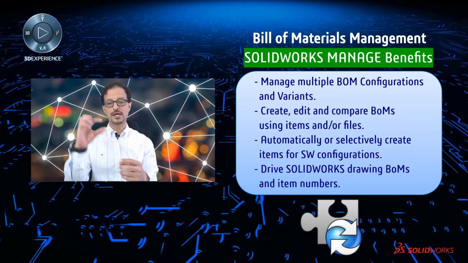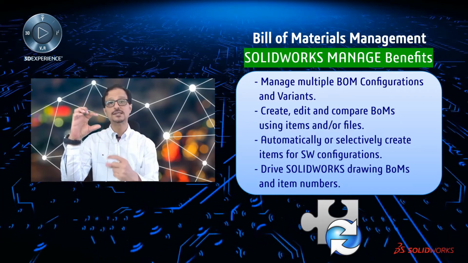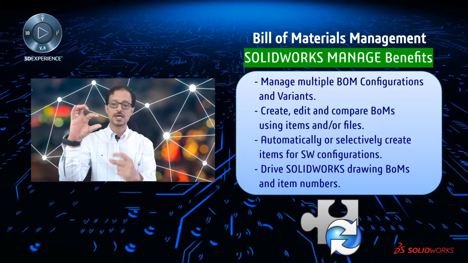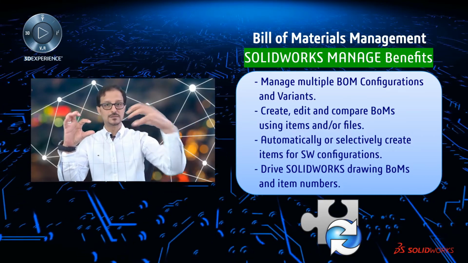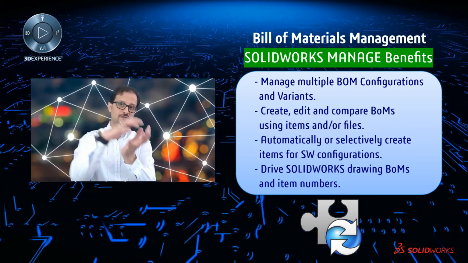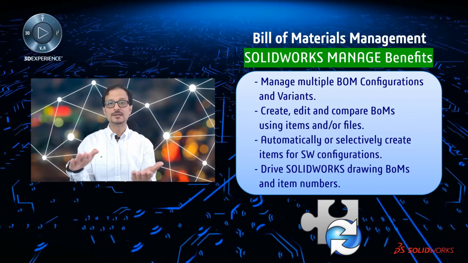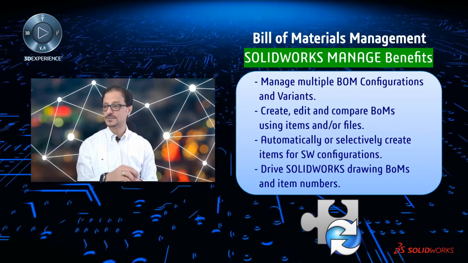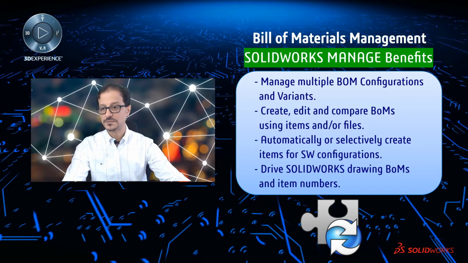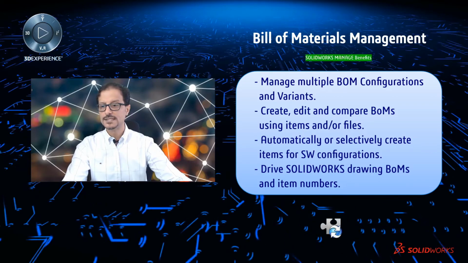We know that in SOLIDWORKS you can create one file with multiple configurations, and these configurations are actually different sizes of the same part, so different configurations, for example, or maybe different colors, or maybe different materials. So while importing the SOLIDWORKS item or the SOLIDWORKS CAD file into SOLIDWORKS Manage, you have the choice either to read all of these configurations as one item, or let SOLIDWORKS Manage split each and every configuration as a separate item. And it's, of course, driving the bill of material of SOLIDWORKS. That included, of course, the part numbers. So let's see that in action.